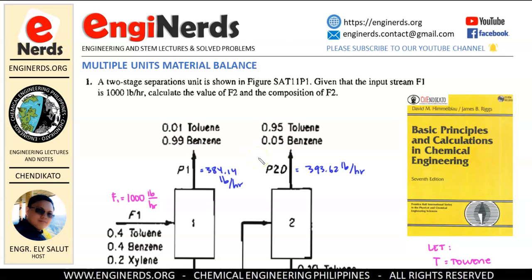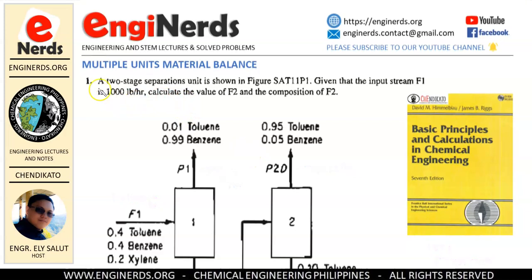Okay, so hindi na natin patatagalin pa. Let us now jump to our step-by-step calculation. Okay, so let us now read our problem. A two-stage separation unit is shown in figure SAT11P1. Given the input stream F1 is 1,000 pounds per hour, calculate the value of F2 and the composition of F2.